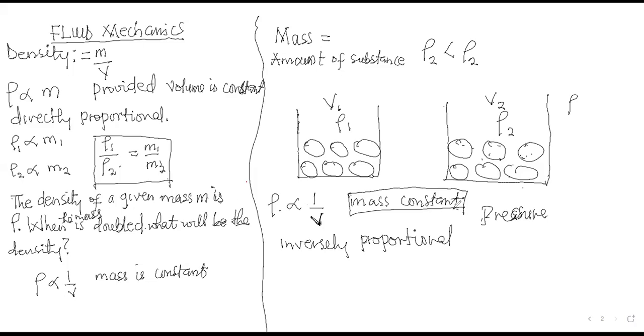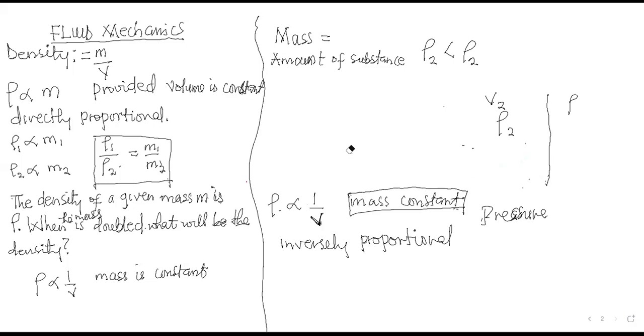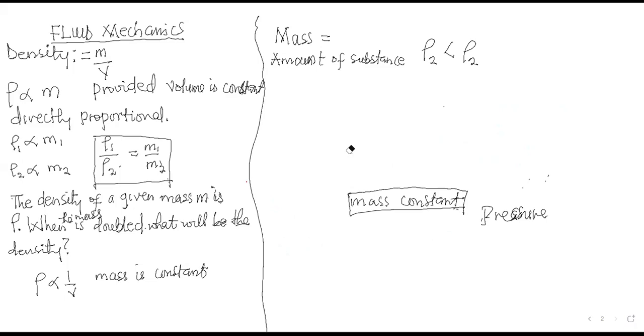All right, so let's also discuss factors that affect density. Factors that affect density of a substance. Giovanni? Mass. Mass affects density. When mass increases, density also increases, provided volume is constant.